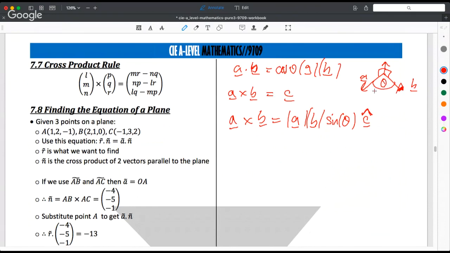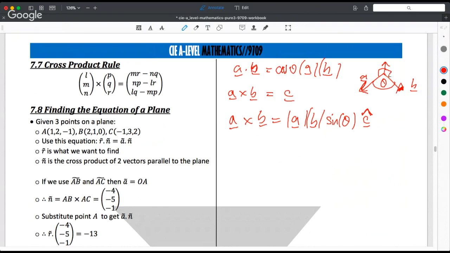What that means is that if I take the cross product between A and B, if I have two vectors, they always define a plane. So these two vectors we can think of as being in the same plane. When I have three, they don't necessarily have to be in the same plane, but if I have two, then they're always in the same plane.